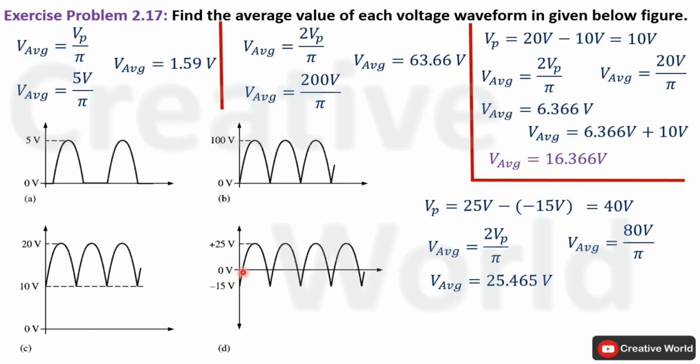This is the average value of this voltage waveform, but we have calculated this value with respect to this reference of 0 volt. But the actual waveform is starting from minus 15 volt, so we have to subtract this minus 15 volt from the average value of this waveform in order to find out the actual average voltage of this waveform. That will become 10.465 volt. So the average of this voltage waveform, whose minimum value is minus 15 volt and maximum value is 25 volt, will be equal to 10.465 volt.